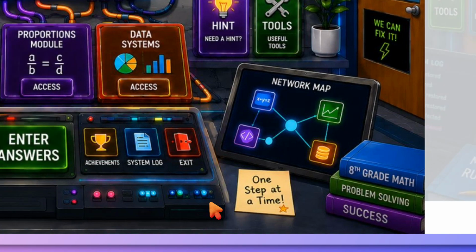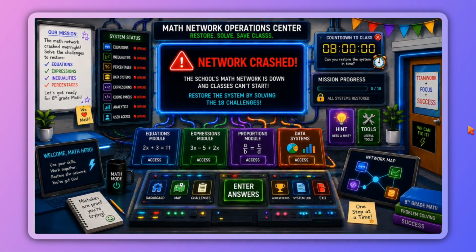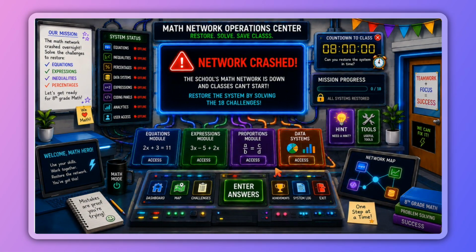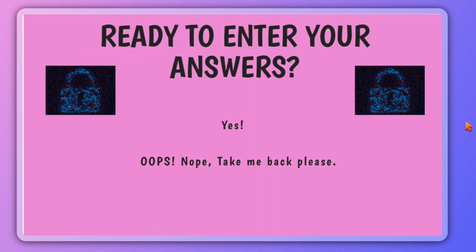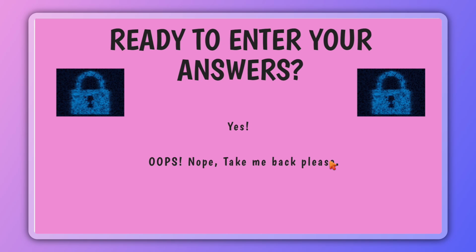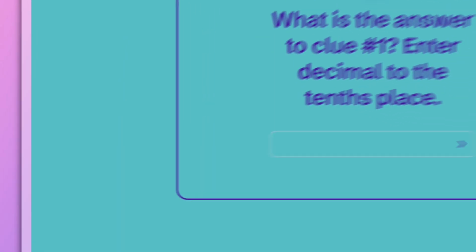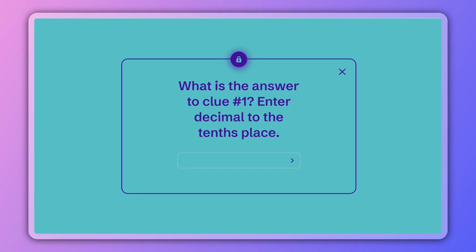So they'll click Return. When they are ready to enter all 18 clue answers, they will click on the button that says Enter Answers. Now, if they accidentally click on that, no problem. They can just click Oops, take me back, and it will take them back to the room. But if they are ready, they'll click on Yes. Now, they'll come to basically 18 password-protected pages where they'll have to put in their answer for each clue.